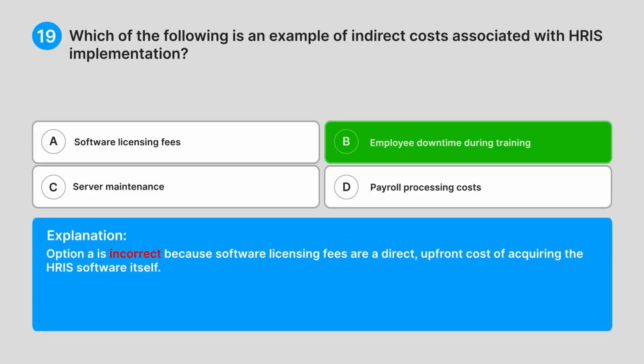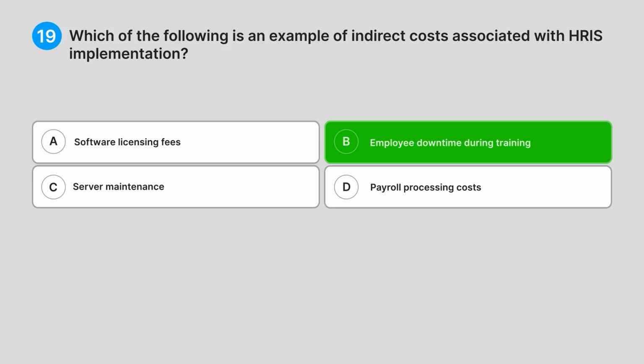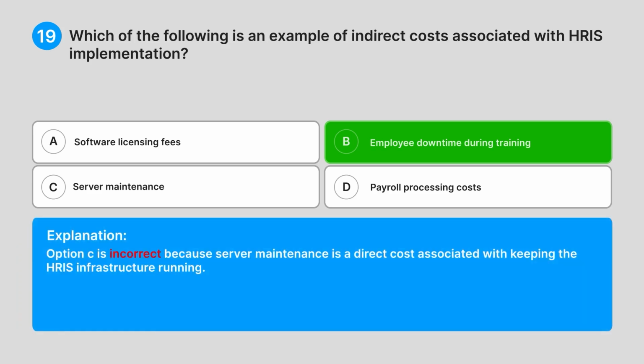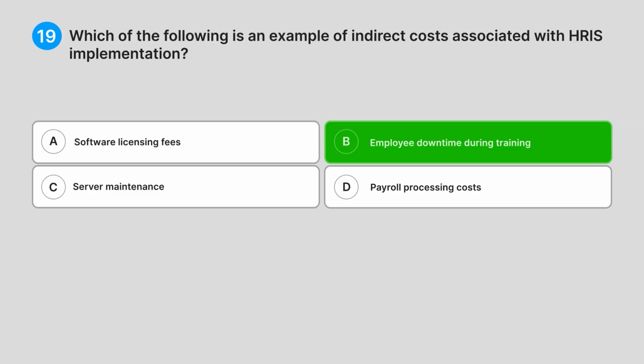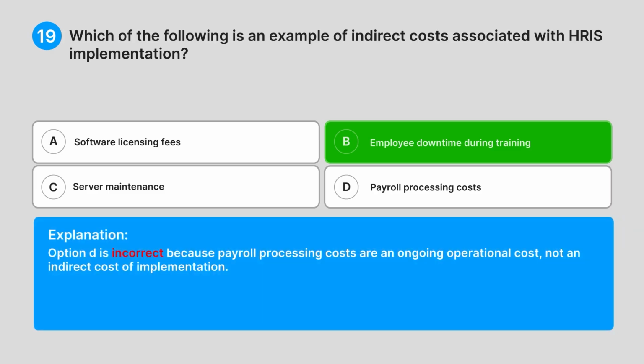Option A is incorrect because software licensing fees are a direct upfront cost of acquiring the HRS software itself. Option C is incorrect because server maintenance is a direct cost associated with keeping the HRS infrastructure running. Option D is incorrect because payroll processing costs are an ongoing operational cost, not an indirect cost of implementation.